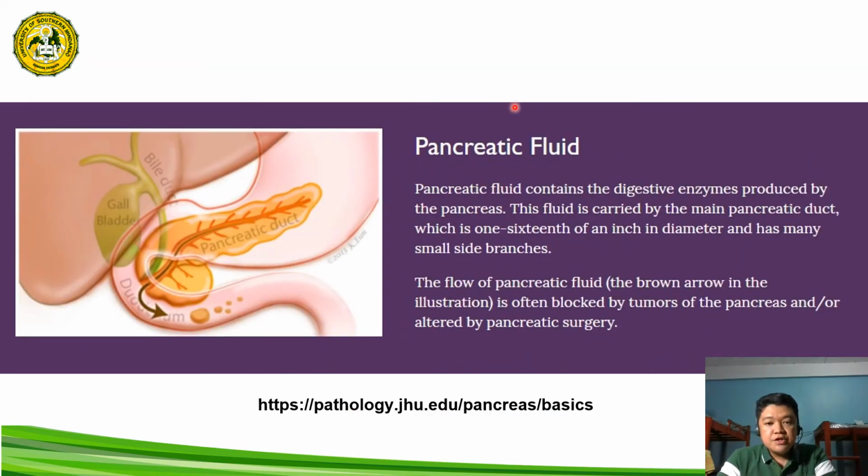Another important function of the exocrine function of the pancreas is the production of the pancreatic fluid. And this fluid contains digestive enzymes, and it will be carried by the main pancreatic duct. So this is the main pancreatic duct that will carry the pancreatic fluid from the pancreas towards the duodenum.